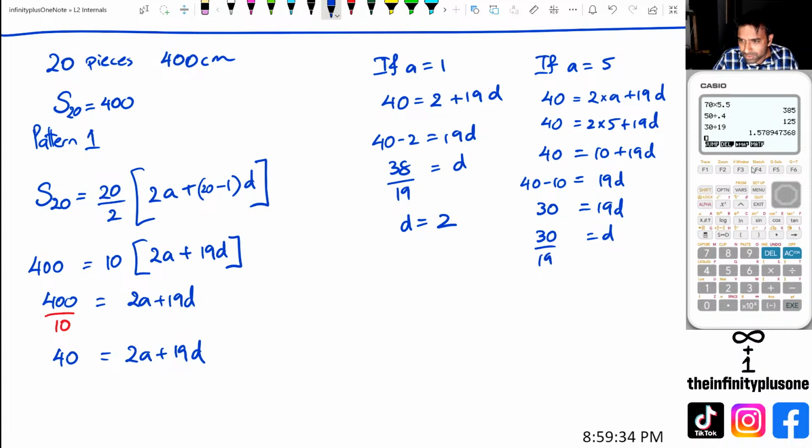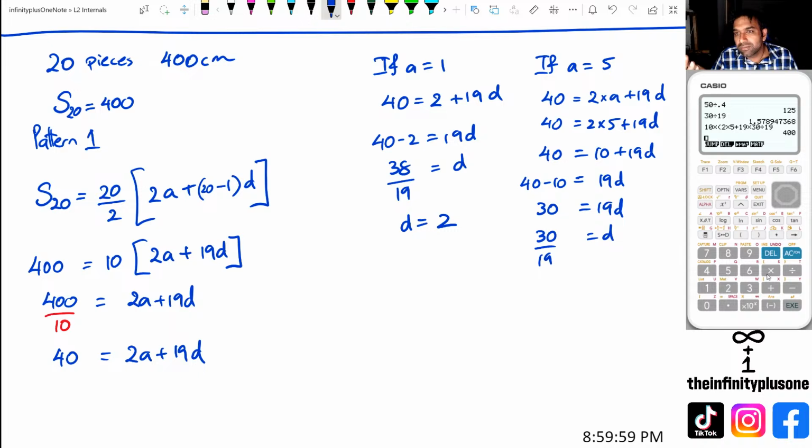Let's actually try it out. I just want to put that in the calculator quickly to see. So 20 over 2, which is 10, times 2A, which is 2 times 5, plus 20 minus 1, so 19 times D. So 19 times 30 over 19. Hopefully I get 400. Yeah, so you get 400.